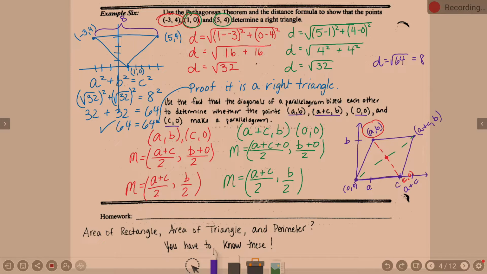What's important to notice here? Yeah. These two are equal, yes? So the middle of one diagonal is equal to the middle of the other diagonal. The two middles are equal. What are these diagonals doing? Bisecting each other. Okay. So, is this a parallelogram? Yes. This is a parallelogram. Okay. It is a parallelogram because the diagonals bisect each other.